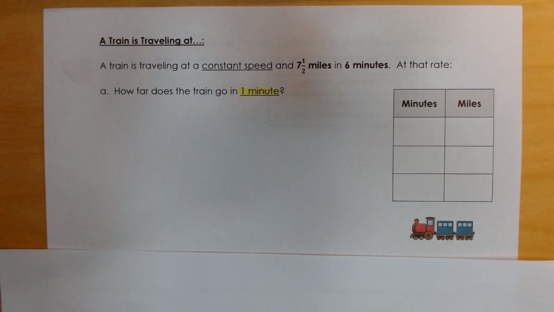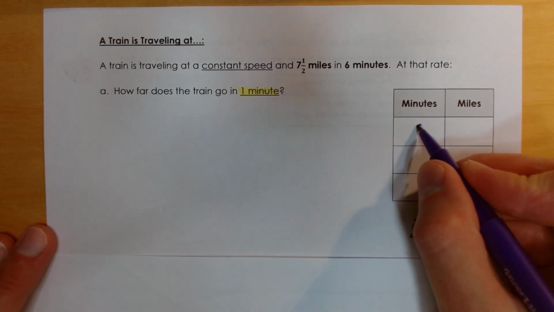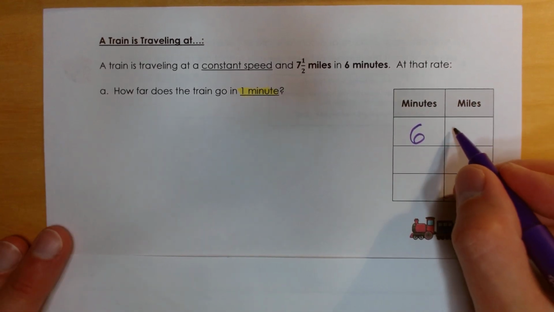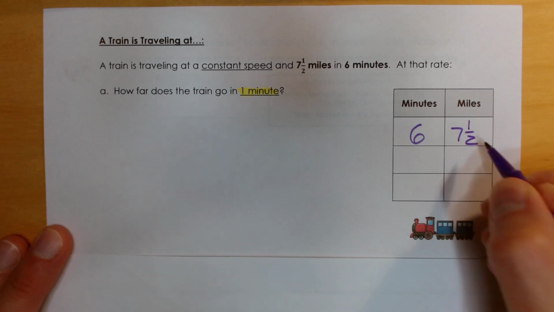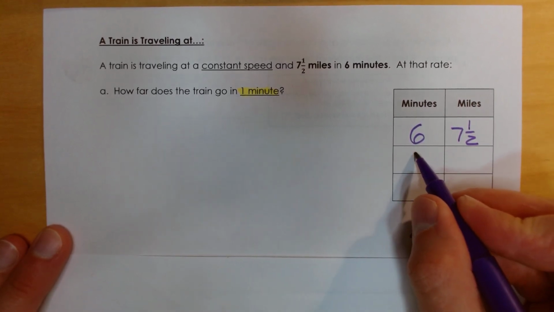Now when it's asking us how far it goes in 1 minute, it's asking us to find its unit rate. Remember, a unit rate is a rate per one. How fast does it go in just one single minute? For this first example, I'm going to use a table to organize my information, and for the examples after this, we'll move away from our table. It tells us in our problem that the train travels for 6 minutes and goes 7.5 miles. Our job though is to figure out how many miles it goes in just 1 minute.